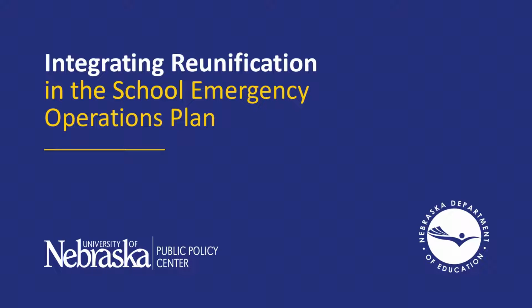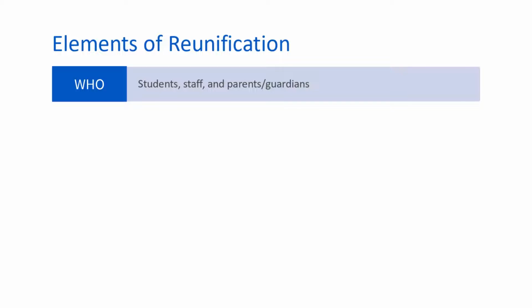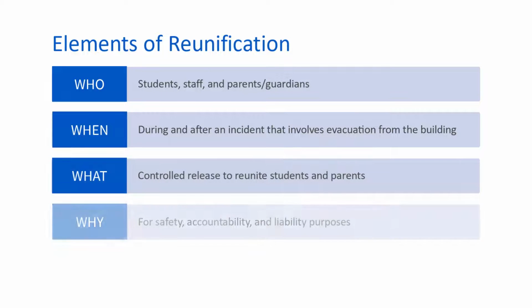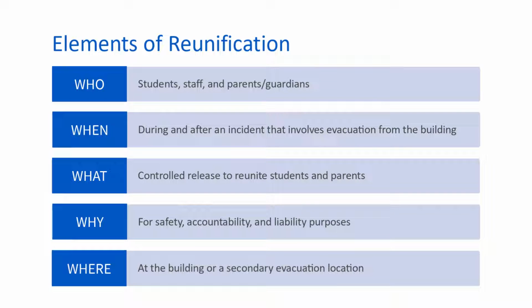Integrating reunification in the school emergency operations plan. During and after an incident, students and school staff may need to be evacuated from their building. When an evacuation occurs, it will be important to implement a controlled release for accountability and liability purposes to reunite students with their parent or guardian outside of normal school dismissal procedures and potentially at another location. This is referred to as reunification.